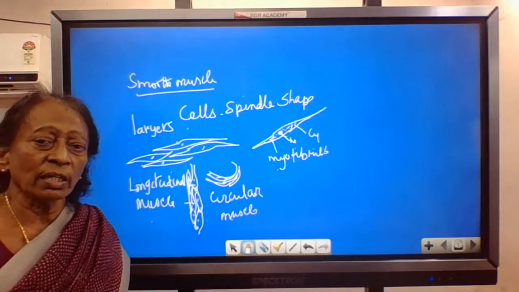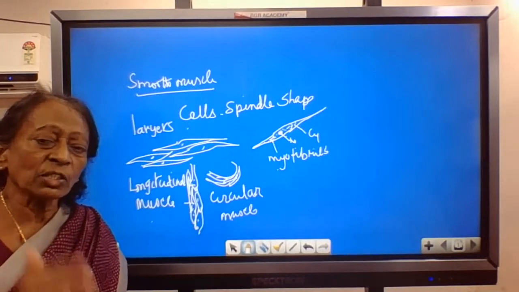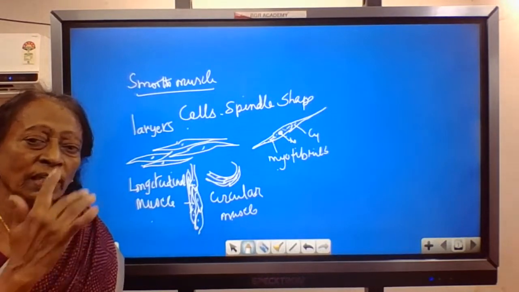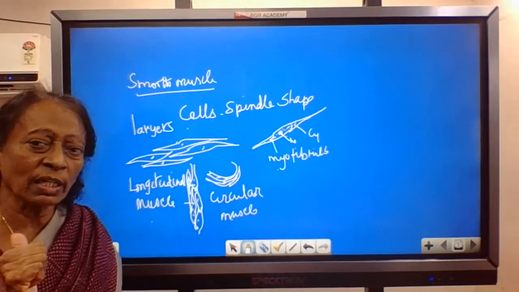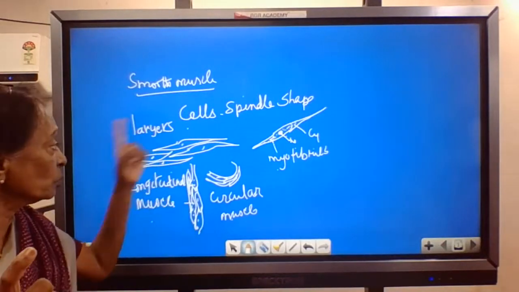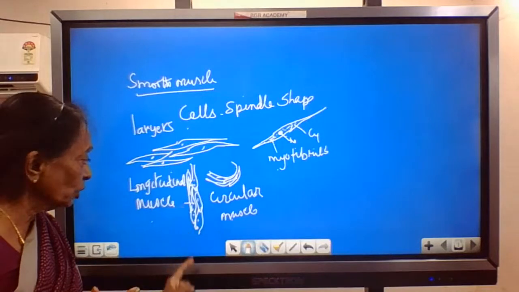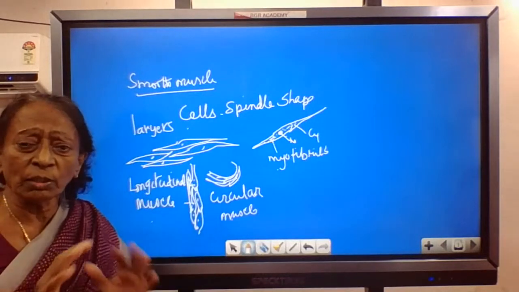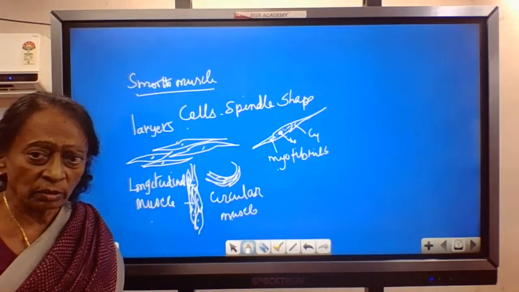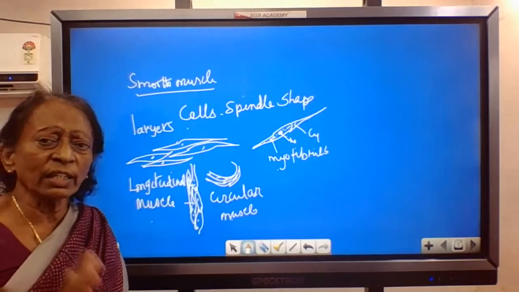Outer serosa, then the muscular layer. The muscular layer, they say outer longitudinal, inner circular. What is this muscular layer? They are all visceral organs. They are smooth muscle. So smooth muscle is kept longitudinally and circularly. There is no separate longitudinal muscle or circular muscle in your body. In our organ, the muscles are arranged lengthwise or circular.